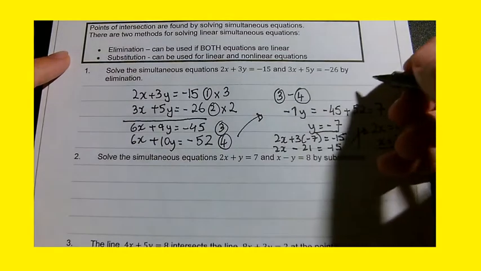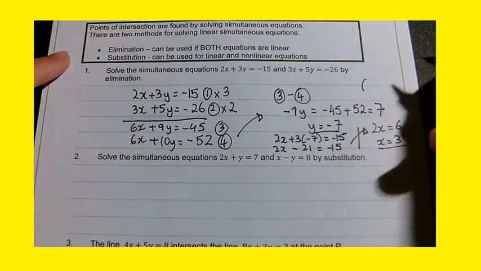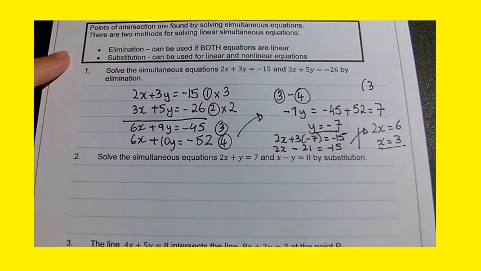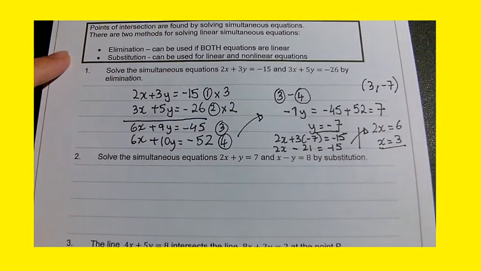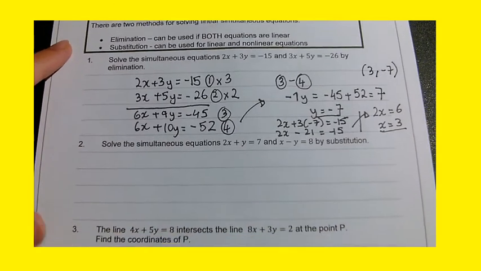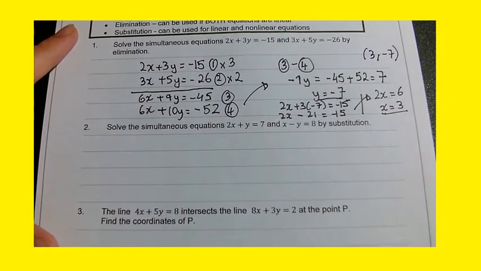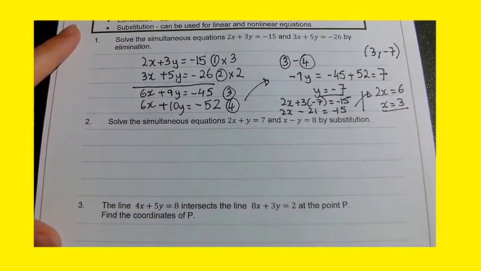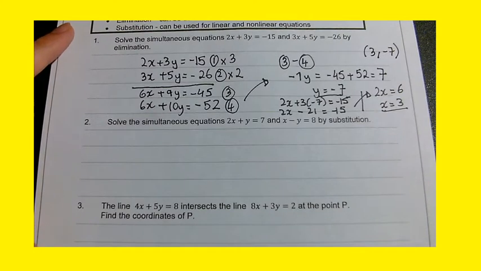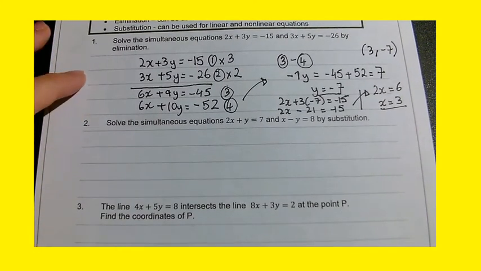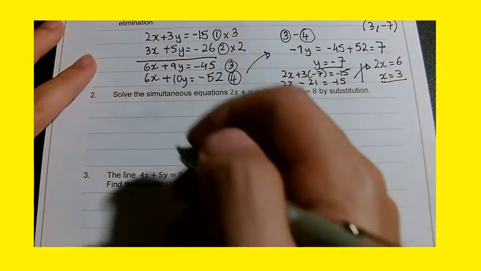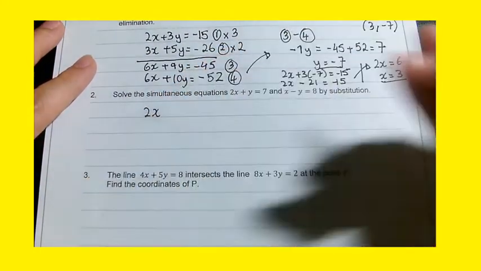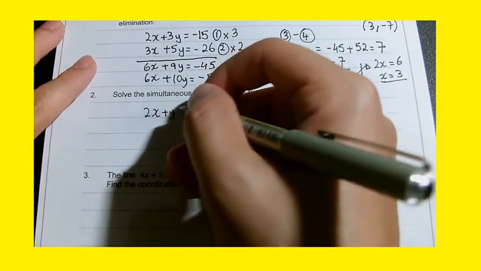Okay, so the final answer, the coordinate which satisfies both of these equations, is x equals 3 and y equals minus 7. Okay, so I've solved it. Right, so question 1, that was with elimination. It's a method which you should have seen before at GCSE. Now in question 2 we're going to use substitution. Okay, and substitution will rely on us just being a bit more flexible with our mathematical skills.